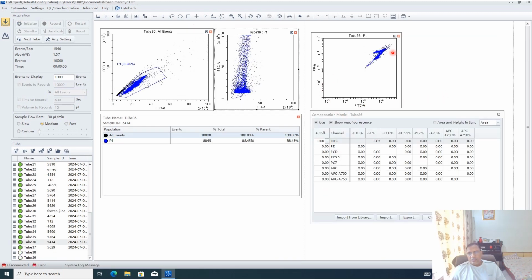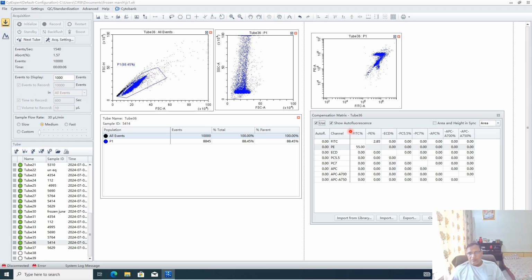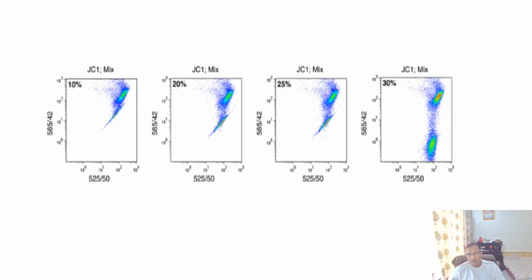Once we run the stained sample, you will find there is no separation of these two groups of the population: sperm having high mitochondrial potential and sperm having low mitochondrial potential. So again, we have to apply the compensation. When we apply the compensation, we find the two populations are almost separated. This group is high mitochondrial potential. This is the low mitochondrial population.